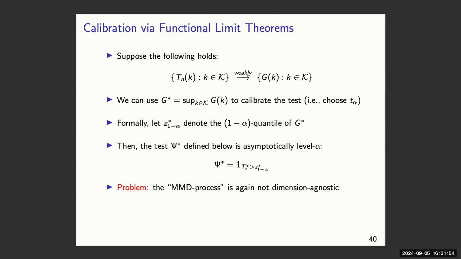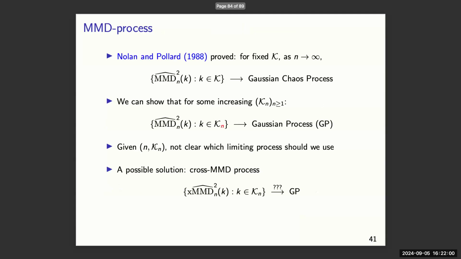But the problem is that we get a new notion of lack of dimension agnosticity, in this case for the MMD process. Let's say we wanted to do that program for MMD tests. There exists a result by Nolan and Pollard, which said that if you fix a class of kernels and take the sample size to infinity, plus a bunch of other conditions on the capacity of the kernel class, then you get a weak convergence to what is called a Gaussian chaos process. So it's like an infinite linear combination of Gaussian processes.